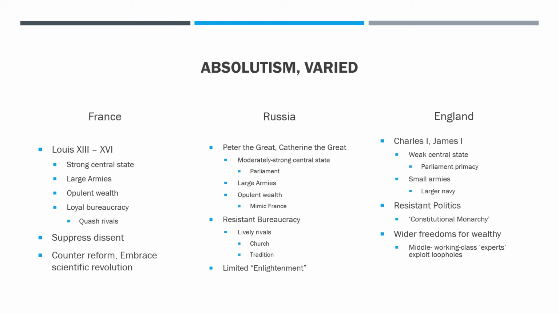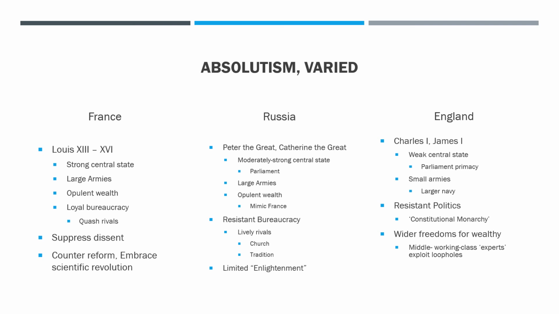They had large armies that were loyal to the king. There was an opulence that was associated with being king. There was a very loyal bureaucracy. The bureaucracy was key to keeping the king powerful. The bureaucracy was essentially the machinery through which the king's decrees were enacted, and it was faceless. It was omnipresent.